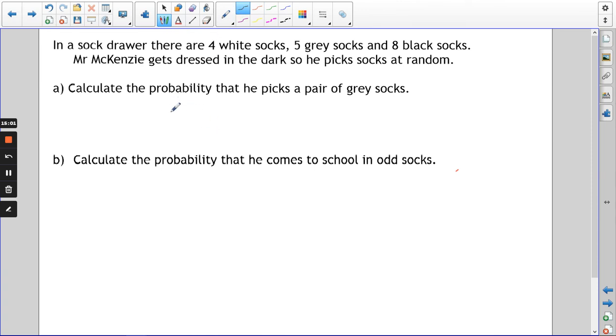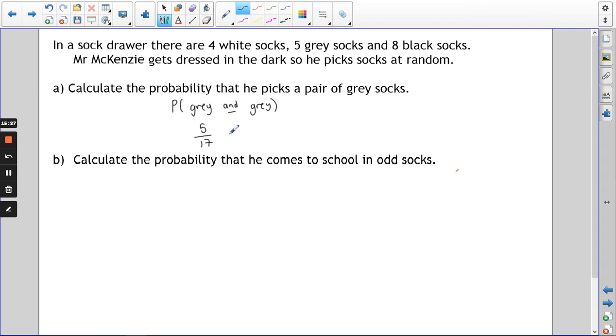Now in probability talk, getting a pair of grey socks is like saying that he gets grey on his first pick and grey on his next pick. Okay, so what's the chance of him getting a grey sock on his first pick? Well, there's 5 grey socks, and there's 4 add 5 add 8, so 9 add 8, so 17 socks altogether.